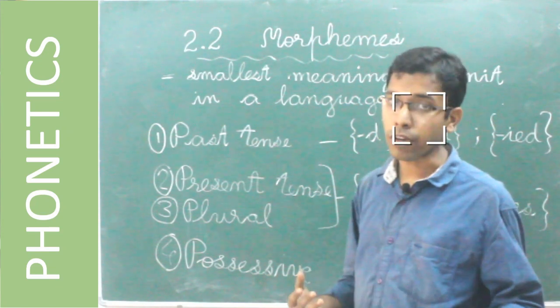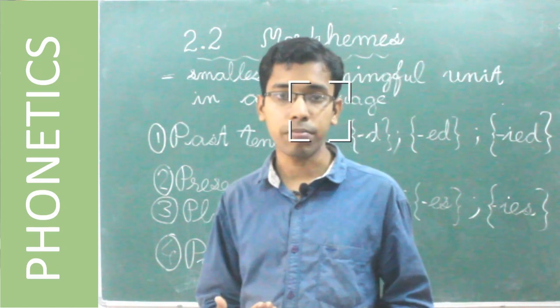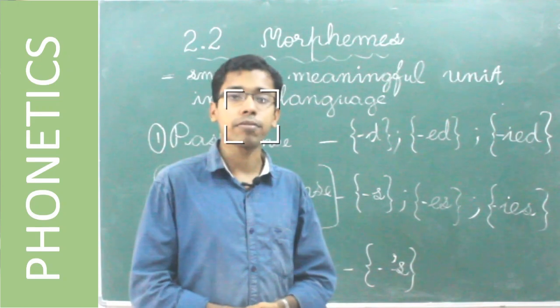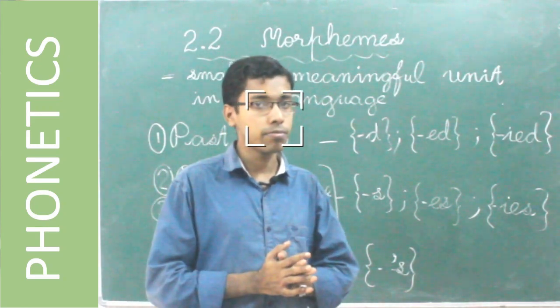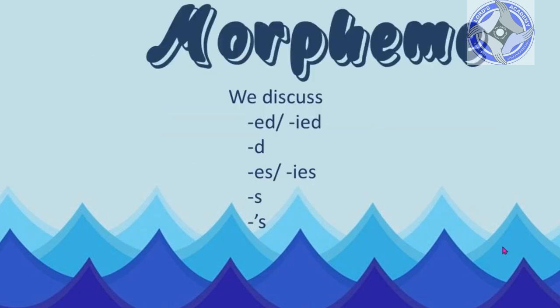Why we learn morpheme is that morpheme has a role in our speaking. There are some rules to pronounce morphemes correctly. Let's go in detail. Here we have the morpheme. Morpheme is the smallest meaningful unit in a language. We discuss the past tense morpheme, present tense morpheme, plural morpheme, and the possessive morpheme.